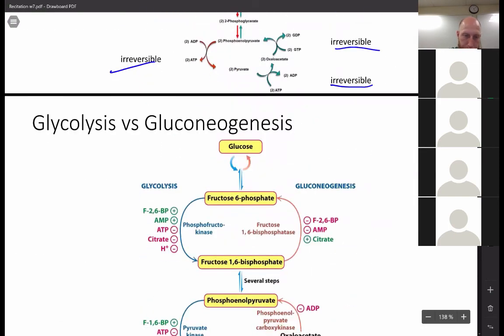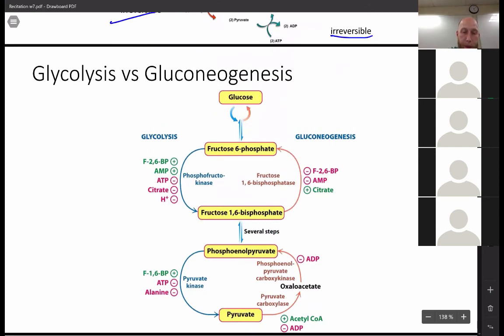So again, fructose 6-phosphate to fructose 1,6-bisphosphate, and then, as it points out several steps later, the regulation of phosphoenolpyruvate to pyruvate. And it should be fairly straightforward, but the red are inhibition molecules and the green are activation molecules, helping to turn on the process.